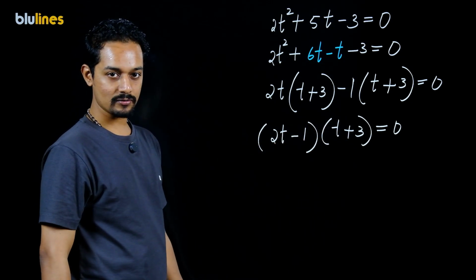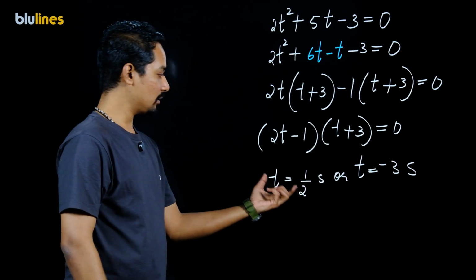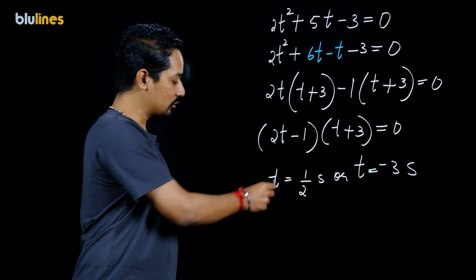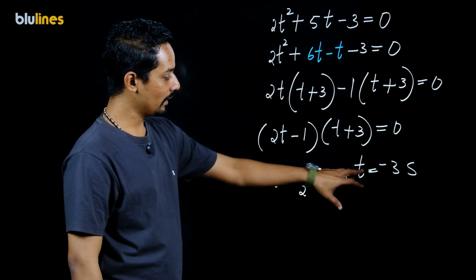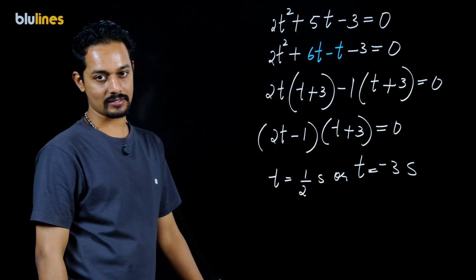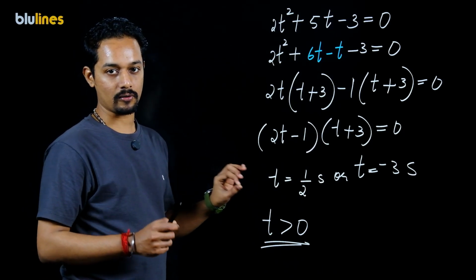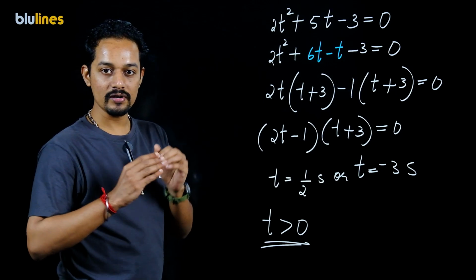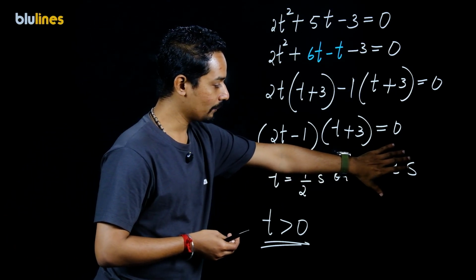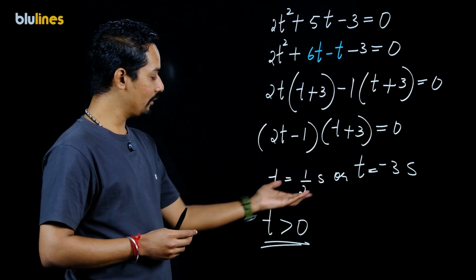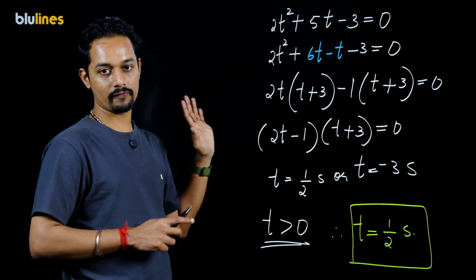So this condition has to be satisfied if either of these is 0. If the first quantity is equal to 0, we get t equals half seconds. And if the other is 0, it gives t equals minus 3 seconds. So there are two conditions. But we know that time is a positive quantity. Time always increases, and there is no meaning to negative time. So this mathematical solution can be avoided, and we go with t equal to half second. That is the solution for our problem.